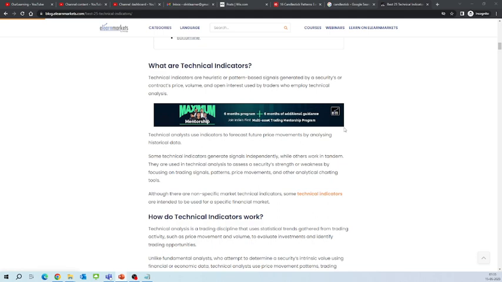Now this technical analysis is mostly based on statistical tools to gather trading activity such as price movement or price action and volume, and then they evaluate investments and identify trading opportunities as well. Any security with historical trading data can benefit from technical analysis. This includes stocks, futures, commodities, fixed income securities, currency, and other financial instruments. So we can use it in stocks and the other things as well.